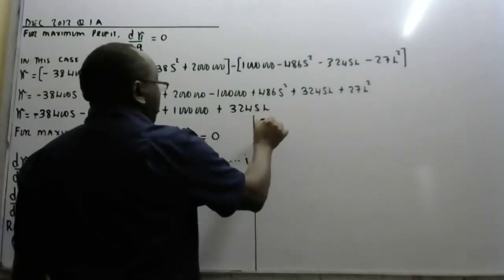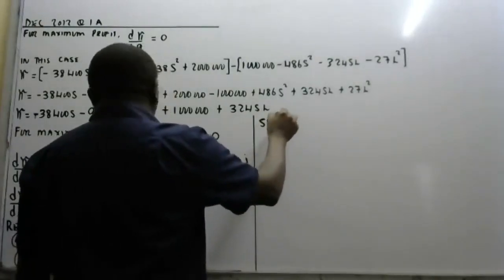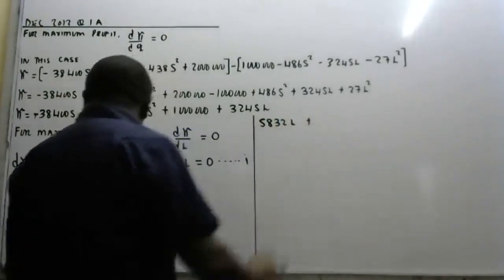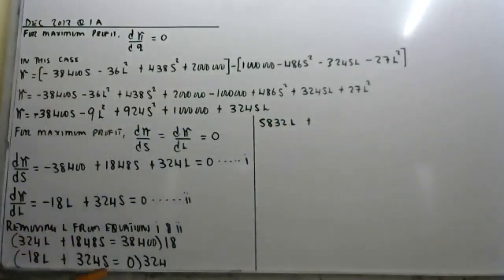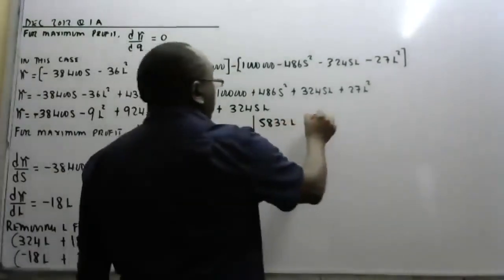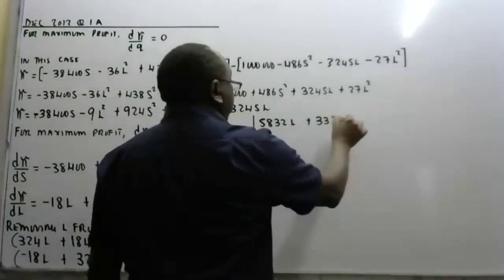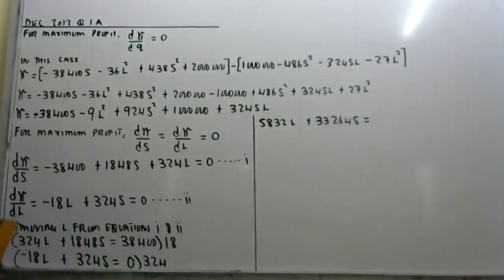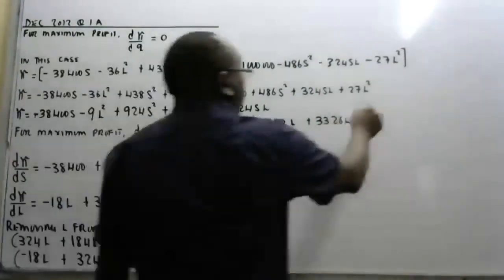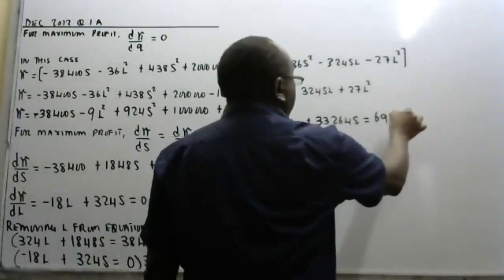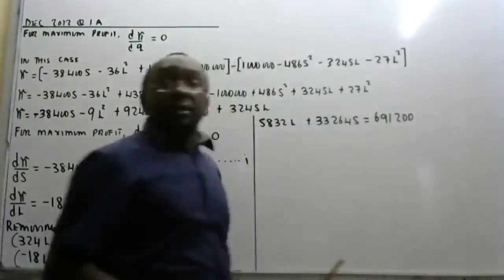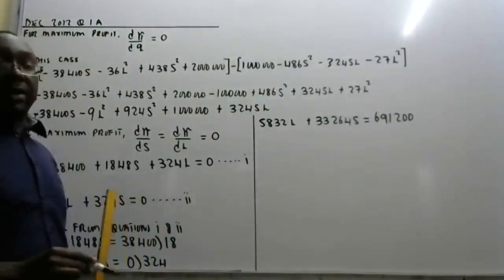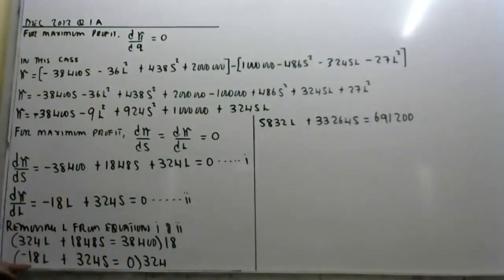That's 2L plus 1848 times 18. That 3264S is equal to 38,400 times 18, which is 691,200. All right.